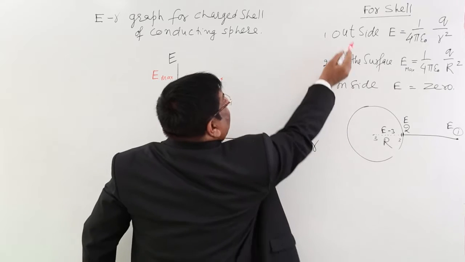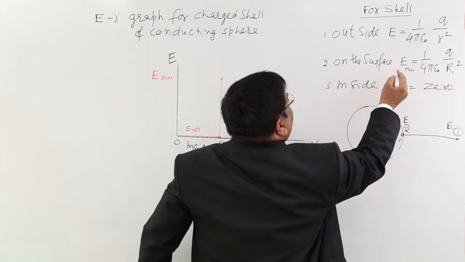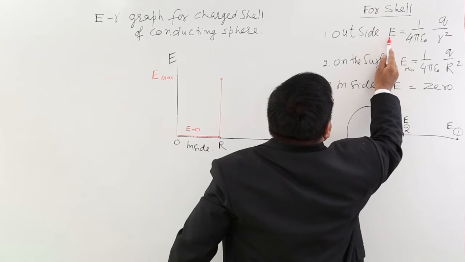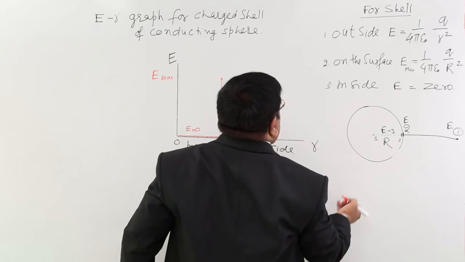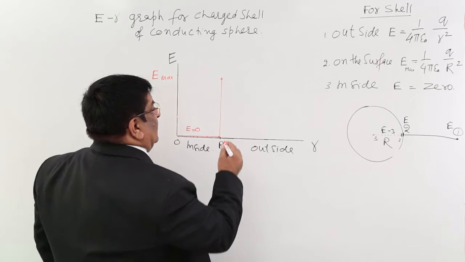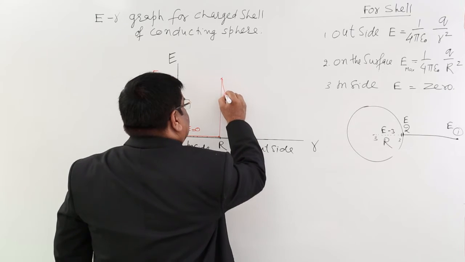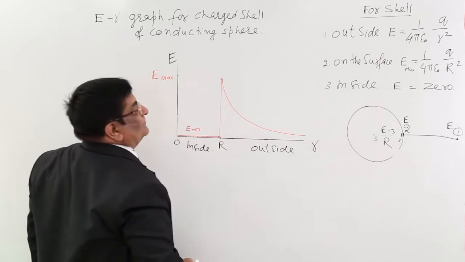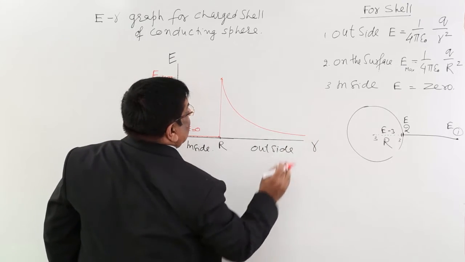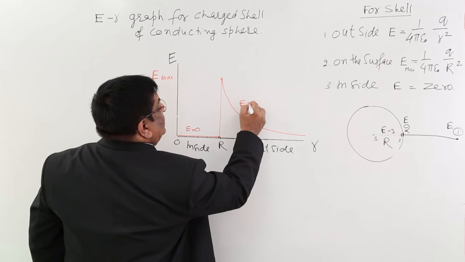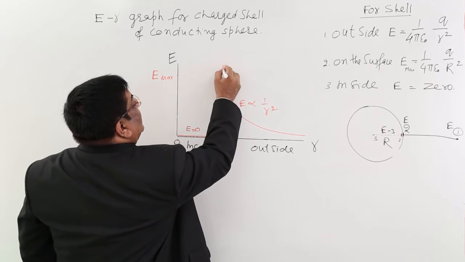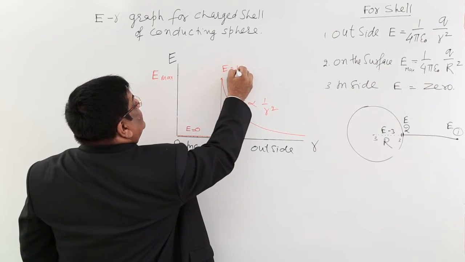After that we have come to outside, and outside 4 is constant, pi is constant, epsilon is constant. E is proportional to 1 upon r square. In mathematics we have a shape for this, and that shape is this. So E goes on decreasing when r is increasing. So this is E proportional to 1 upon r square. Here E is equal to 0, and here E is maximum.